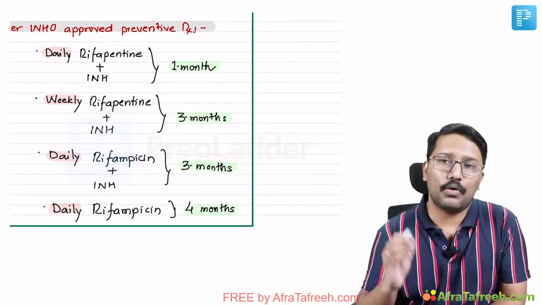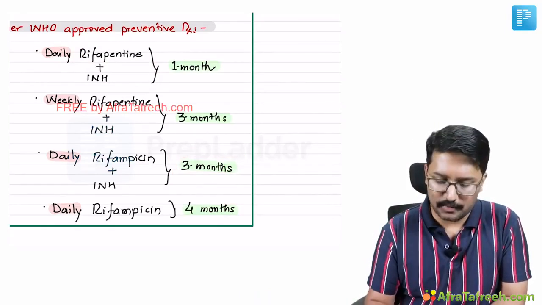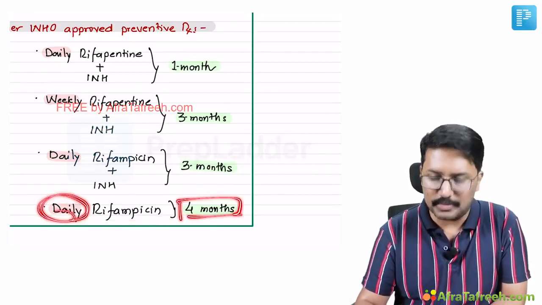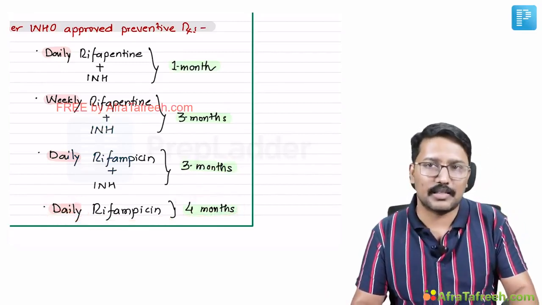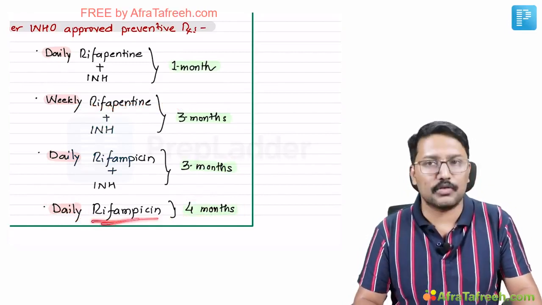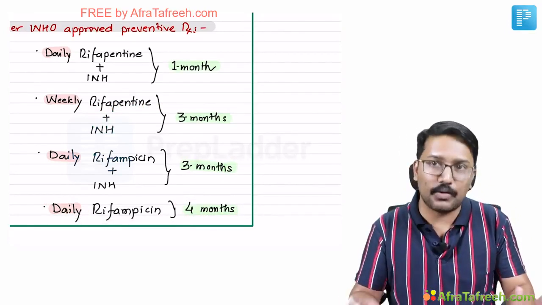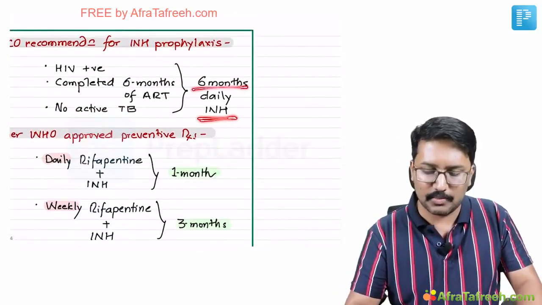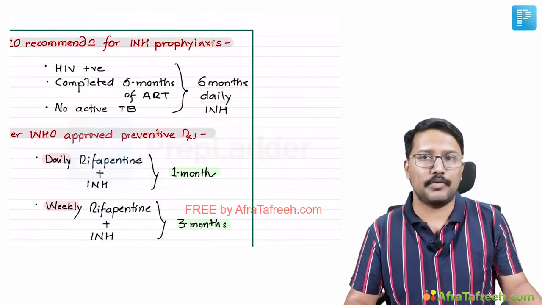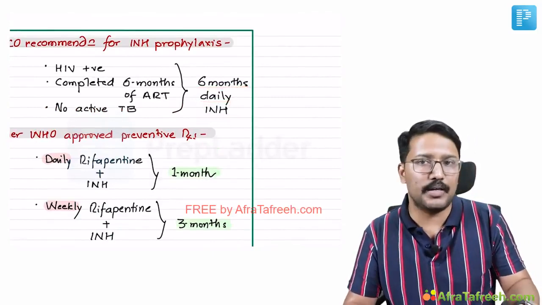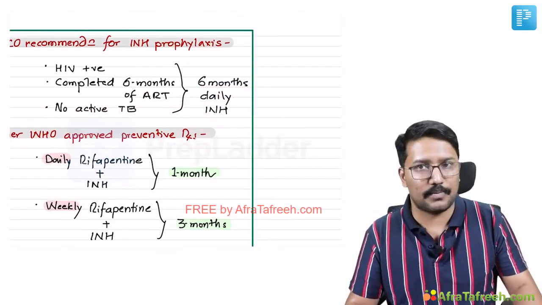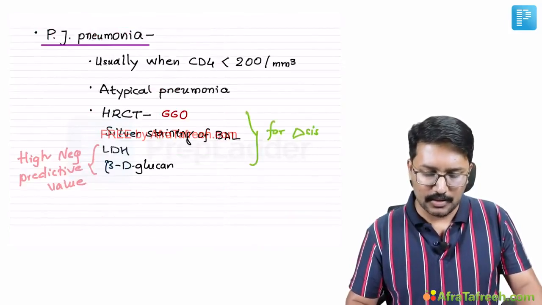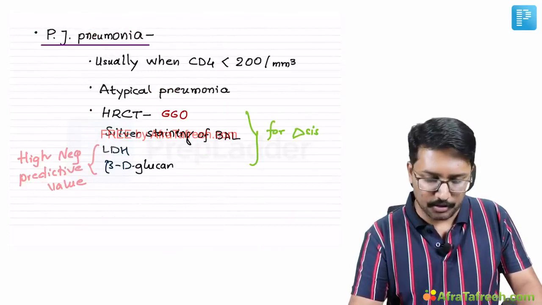Okay. If you want to use only rifampicin, a rifampicin alone regimen, then we are using it daily and for 4 months. Anyway, India does not accept the rifampicin alone regimen because of the high risk of MDR tuberculosis, particularly among HIV individuals. So mostly we talk about INH prophylaxis, 6 months daily INH for all HIV positive individuals who have completed 6 months of ART. Clear? Okay. So that concludes our discussion on the respiratory system tuberculosis.